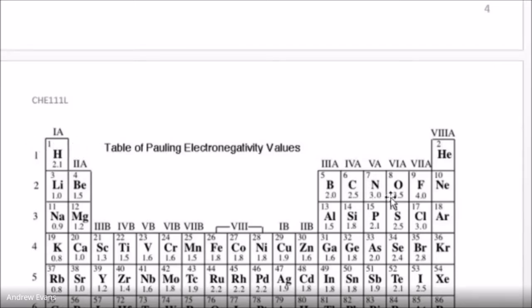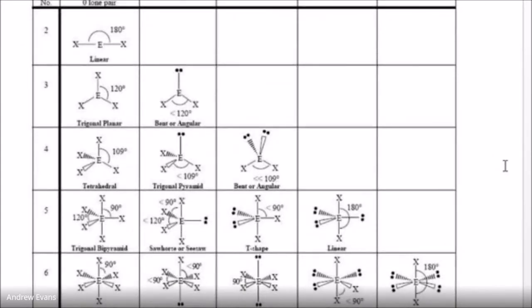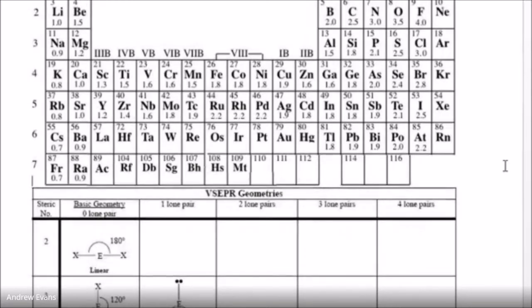What is the difference between carbon and hydrogen? 2.1 and 2.5, 0.4. So is a carbon-hydrogen bond polar? No. Is a carbon-nitrogen bond polar? Yes. Just barely, but yes. Is a nitrogen-oxygen bond polar? Yes. Is the oxygen-fluorine bond polar? Yes. And then here's the magical chart that I used several times in our notes.